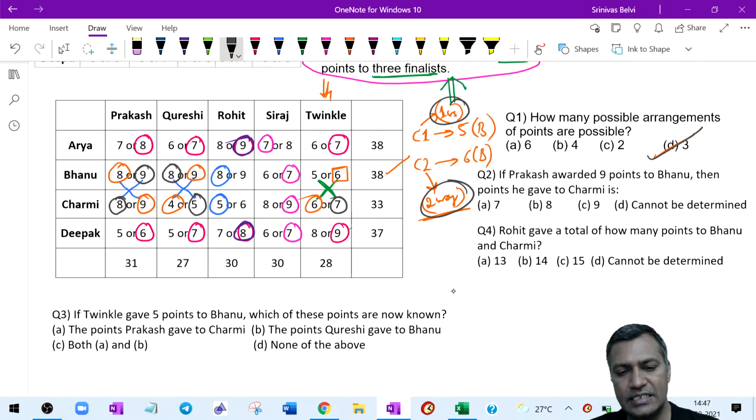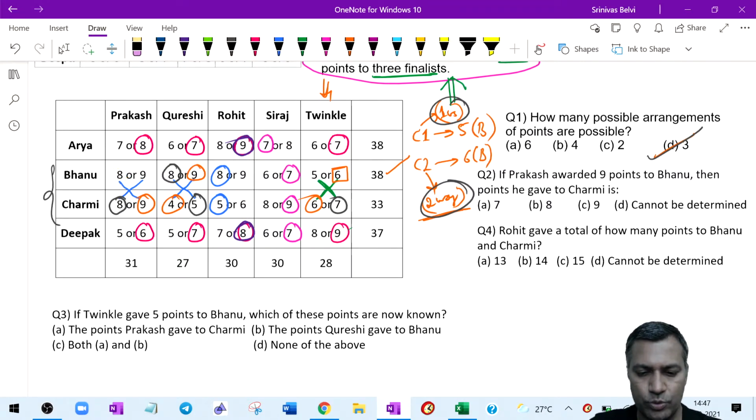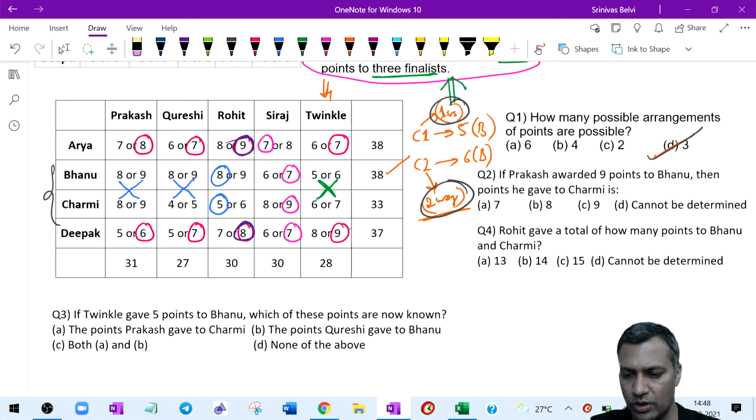Accordingly, they are interrelated, right? Points of B and C are interrelated. That's the reason we put the cross. Why did we put these arrows here? If you look at this, why did I put this particular cross here? What does it mean? If this becomes 8, this automatically becomes 9. That is the meaning of the cross.